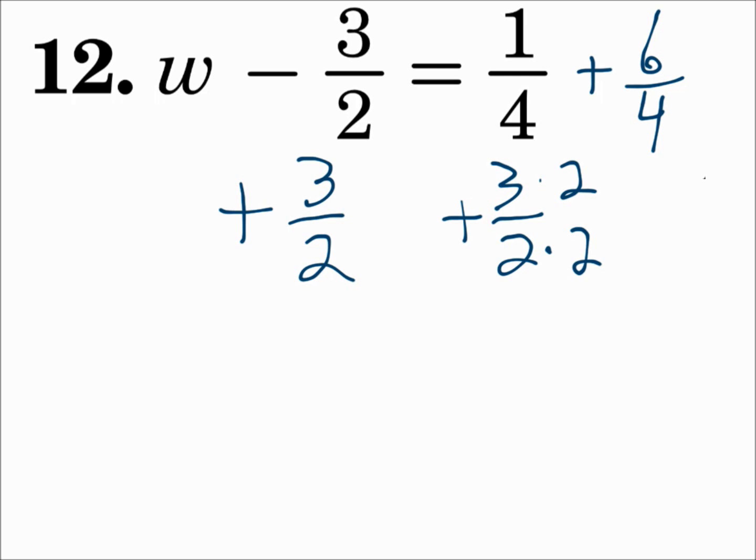The 3 halves cancels on the left. Negative 3 halves plus 3 halves is 0, leaving w. And 1/4 plus 6/4 is 7/4.